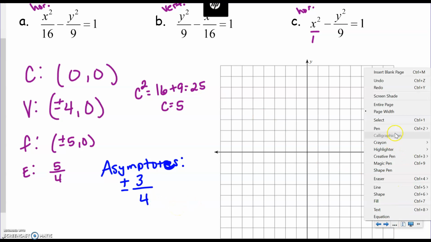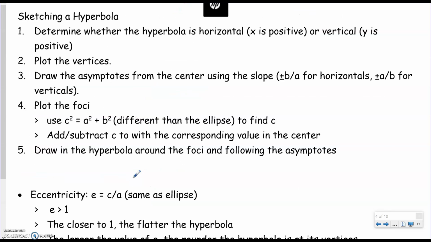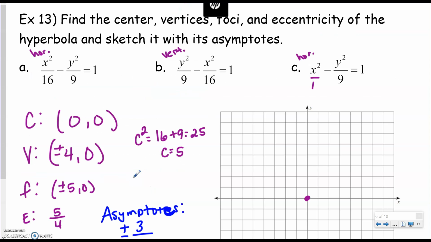I'm going to start with my center, and I'm going to plot that point. So my center is at 0, 0. Okay, I am going to use my asymptotes. I don't even think I said that first. I think I said plot the vertices first, so let's go ahead and do that. And then we'll do our asymptotes. So our vertices are at 4, 0, and negative 4, 0.